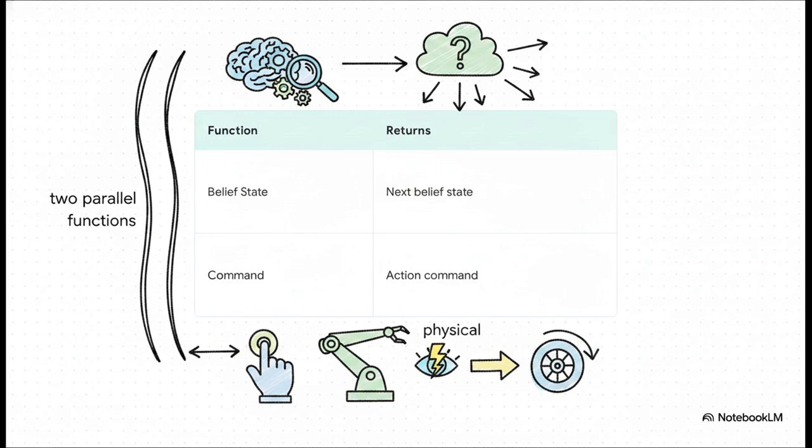Breaking that down mathematically, the controller is essentially running two parallel functions at any given moment. First, you have the belief state function, which calculates the next belief state based on the current state and the brand new percept. And second, there's the command function, which calculates the actual physical action to take based on that exact same state and percept.